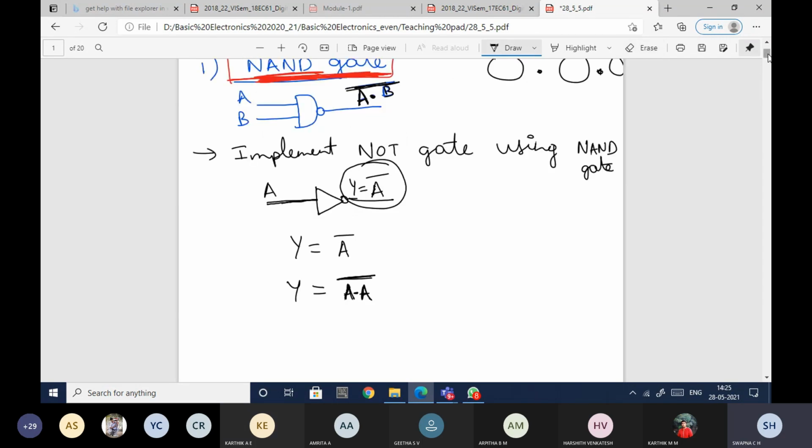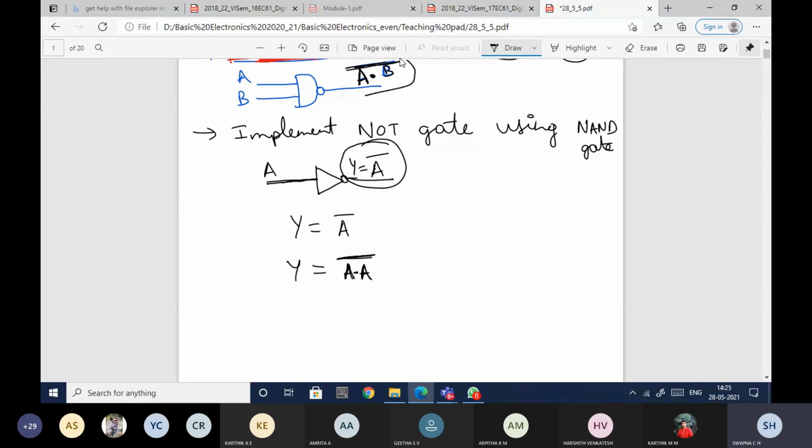I want the output equation to be written in this form, and if you observe, I've written it in the same form. The NOT gate output equation is Y is equal to A bar. A can be represented as A dot A. Why am I writing A as A dot A? Because even if I AND A with itself 1,000 times, its meaning is still A only. Why am I writing it two times only? Because the minimum number of inputs required for the NAND gate is 2. That is the reason I have represented it as A dot A.